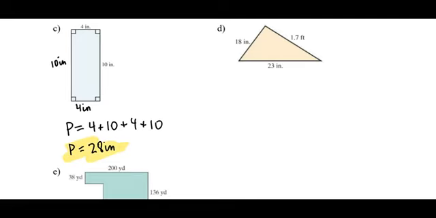Okay. Part D. Here we have a triangle. We need to find the perimeter around this triangle. Take a look at your units. You have 18 inches, you have 1.7 feet, and you have 23 inches. So before I start adding the sides, I need to convert 1.7 feet into inches. So I'm going to convert 1.7 feet.